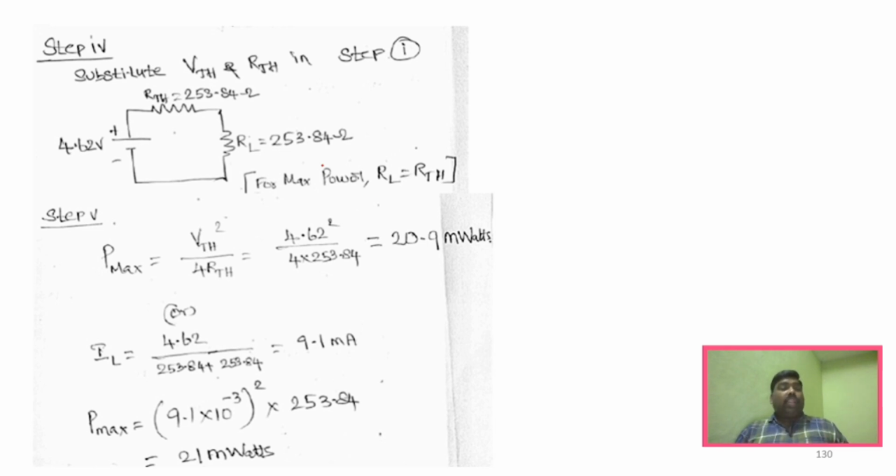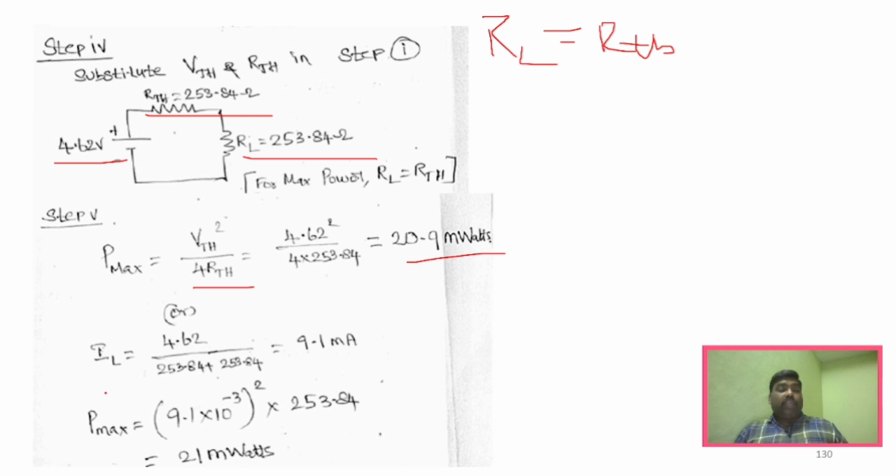How will you find the RL value? You substitute the values here, VTH as well as RTH, and according to the maximum power transfer theorem, we know that maximum power will be delivered if RL is equal to RTH, correct? So RTH and RL will be the same, right? Now how will you calculate power? Power is nothing but VTH square divided by 4 RTH. If you substitute the values, you will obtain 20.9 milliwatt, right?